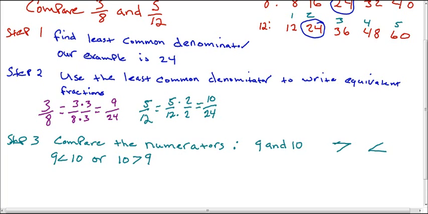So all we have to do now is put them in fashion by saying 9 over 24 is less than 10 over 24, or we can simply say 3/8 is less than 5 over 12. Okay, final answer.